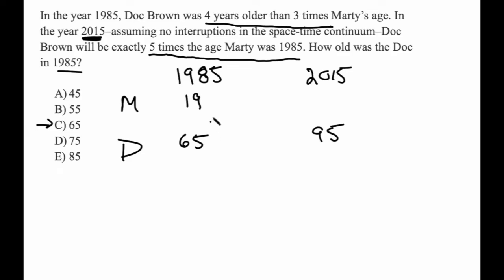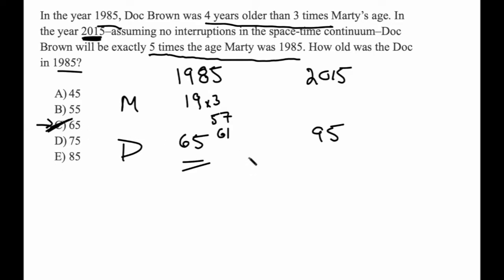Because at the same time, in 1985, Doc Brown is supposed to be 4 years older than 3 times Marty's age. Well, what's 19 times 3? That's 57. Plus 4 is 61, not 65. So we know that answer option C is not correct.